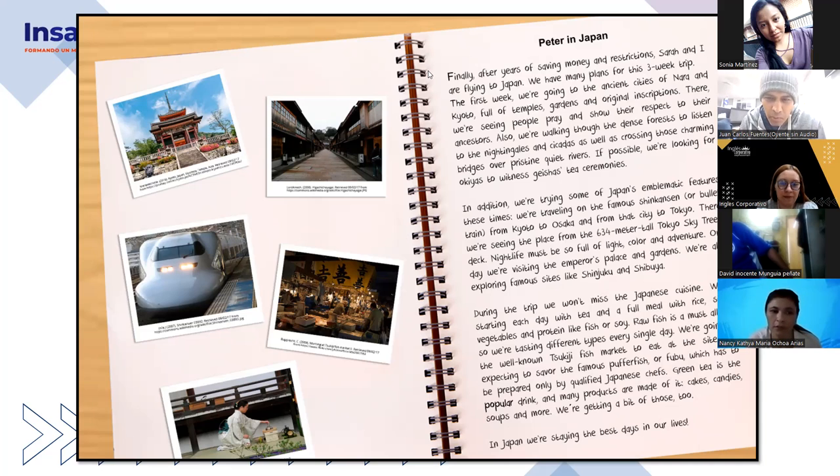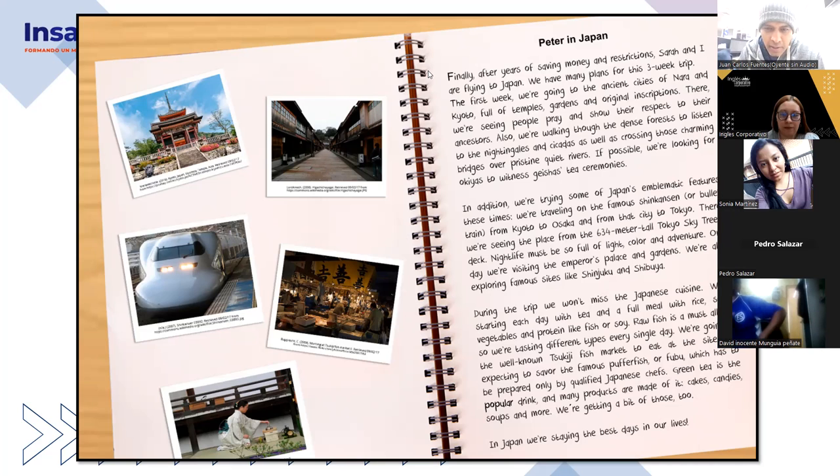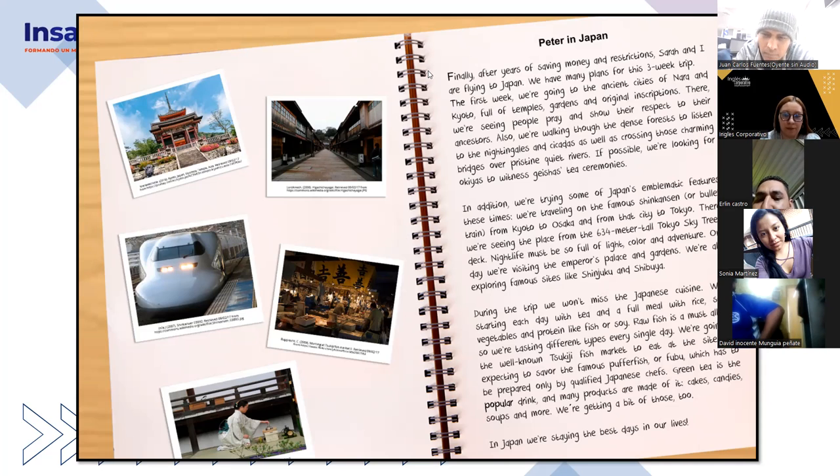During the trip, we won't miss the Japanese cuisine. We're starting each day with tea and a full meal with rice, vegetables and proteins like fish or soy. Raw fish is a must. It's a must all day. So we're tasting different types every single day.